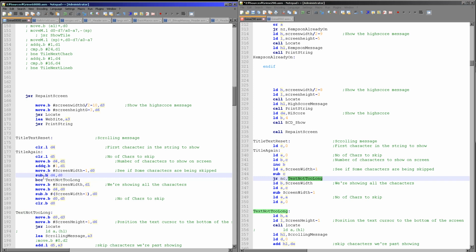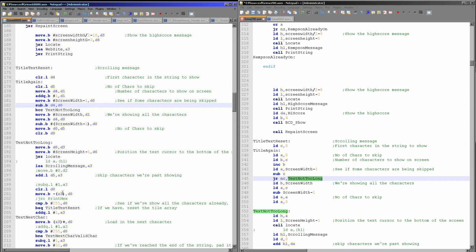So the branch if positive was only considering if the byte was from 0 to 128, whereas if the byte went over 128, or including 128, sorry, it would be considered negative. And this is part of the code that cycles the text around. So the text repeating was only working if the string was under 128 bytes. And it took me forever to figure out.